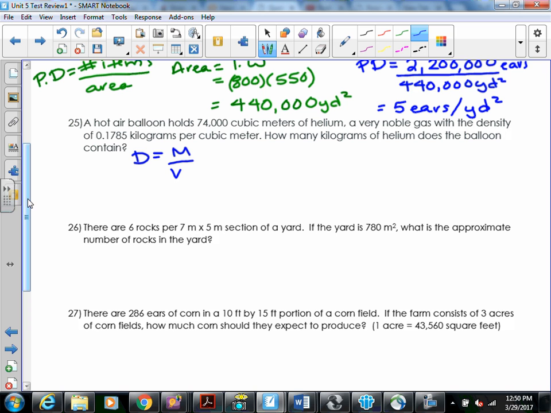All right, so the keyword is holds, and then cubic meters. Remember, if something is being held or if something can hold something, that's your volume. So your volume for this problem is going to be the 74,000 cubic meters. Let's set the proportion up. So there's 74,000 cubic meters.